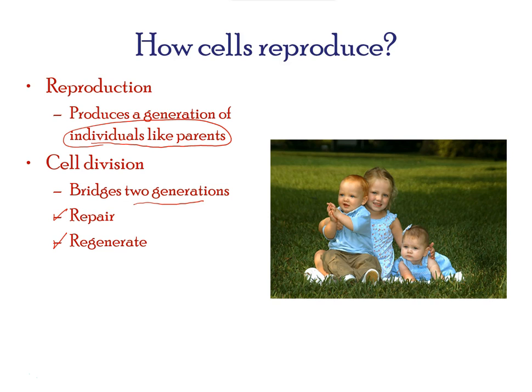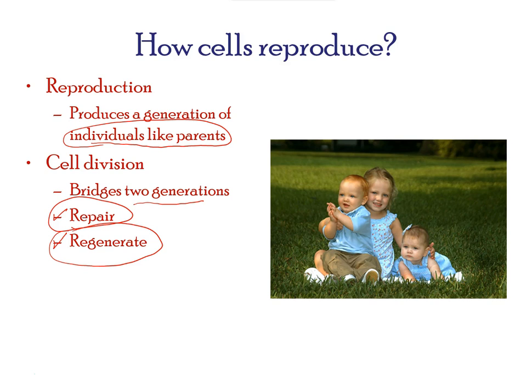Firstly, cells need to divide during repair processes as well as growth and size of an organism. Secondly, cells need to regenerate as a method of reproduction. The continuity of life revolves around the cell cycle. During the cell's lifespan, there is a stage of activity followed by periods of cell division.